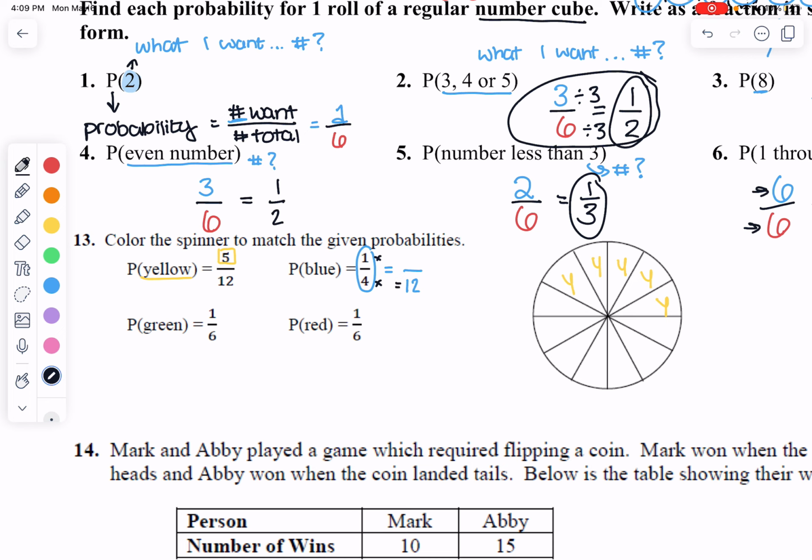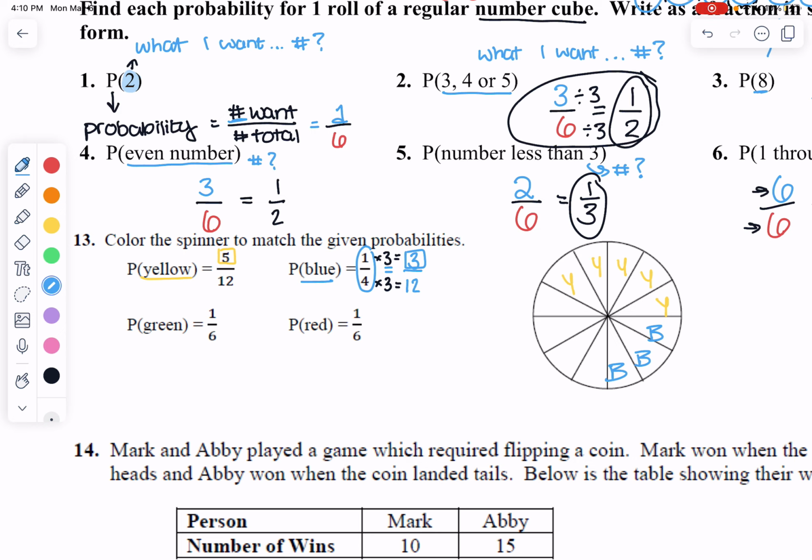So at the bottom, I already know what number I want in my new denominator. Okay, so 4 times what equals 12? That is 4 times 3 equals 12. So if I multiply the bottom, the denominator, by 3, I also want to multiply the numerator by 3. 1 times 3 equals 3. So this tells me that 3 out of my 12 total options are going to be blue. So let's do blue, blue, and blue.